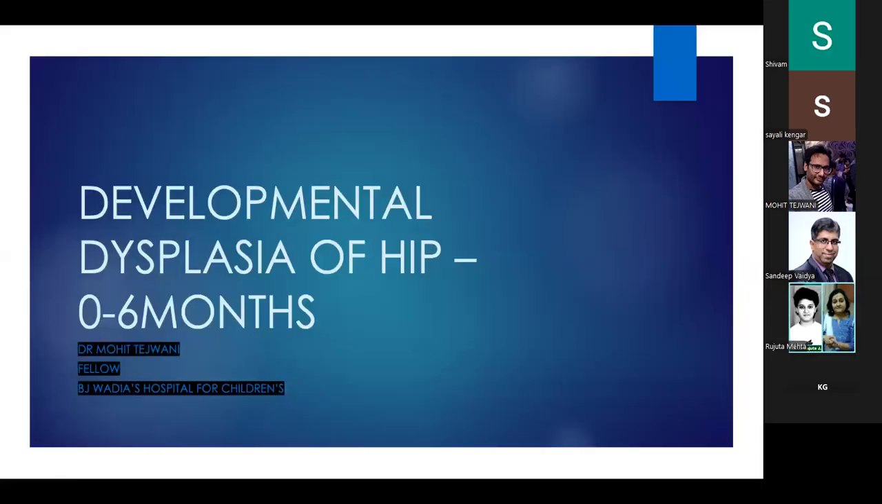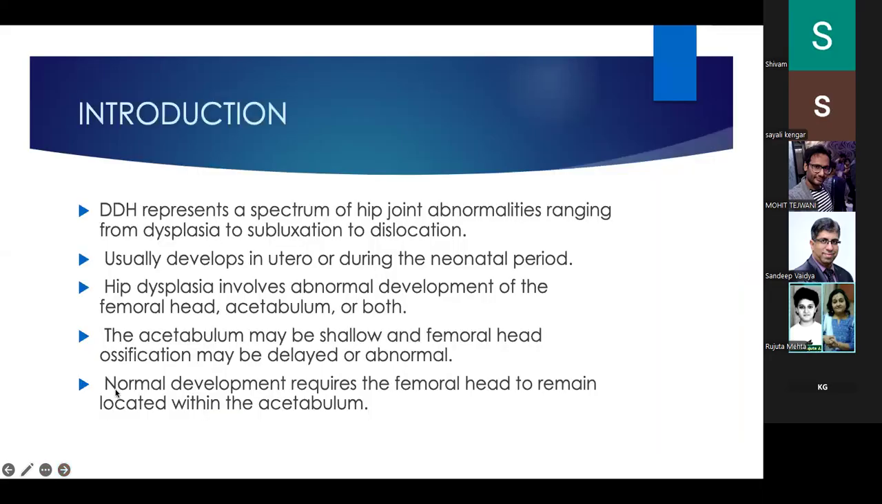Today we will be discussing developmental dysplasia of the hip in 0 to 6 months of age. DDH represents a spectrum of hip joint abnormalities ranging from dysplasia to subluxation to dislocation. This usually develops in utero or during the neonatal period. Hip dysplasias involve abnormal development of the femoral head, acetabulum, or both. The acetabulum may be shallow and femoral head ossification may be delayed or abnormal. Normal development requires the femoral head to remain located within the acetabulum.